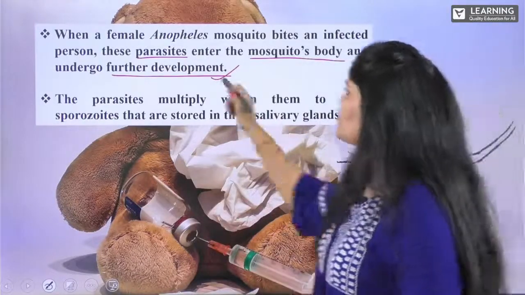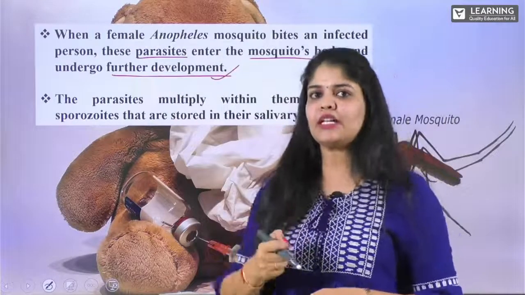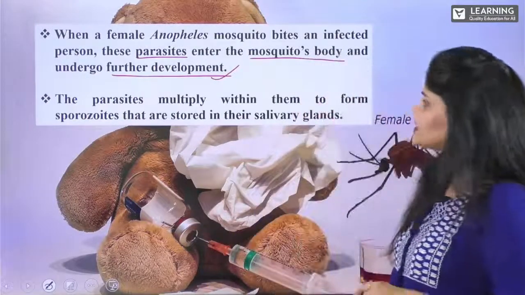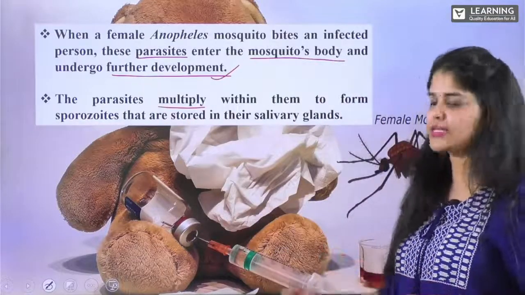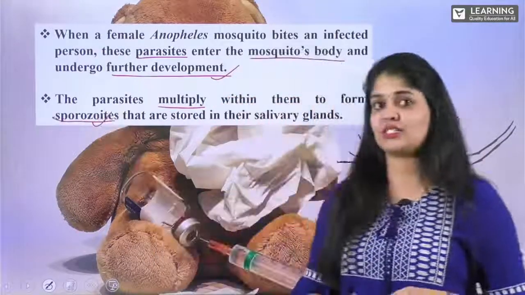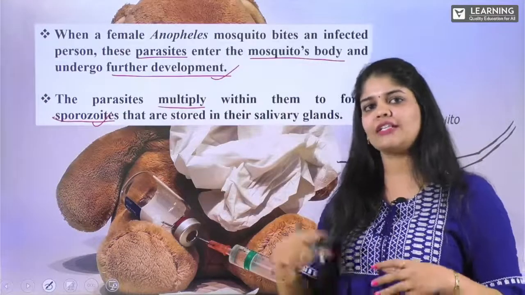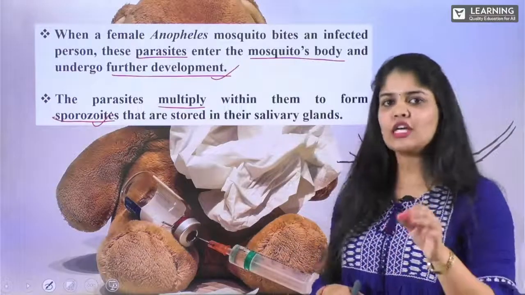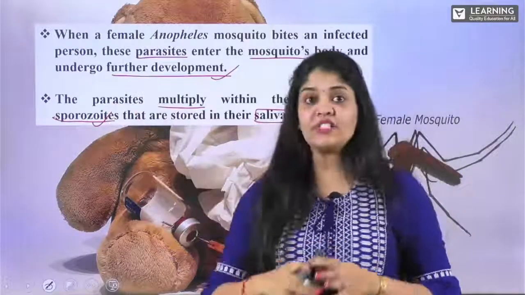So here is the thing: the parasite enters the mosquito body, and there, particularly in the gut of the mosquito, further development of the parasite takes place. The parasites also undergo multiplication to increase their number and form sporozoites. Again, the infectious stage. From the gametophytic stage, it undergoes fertilization and further development, which finally leads to the infectious stage of the parasite, called the sporozoite, that is stored in the salivary glands. This happens in the gut, right?